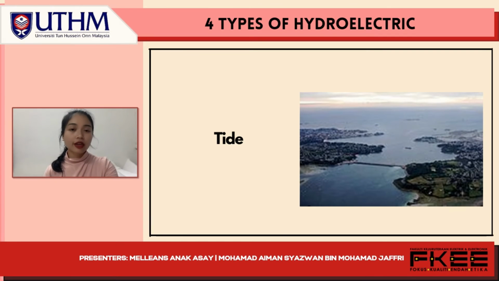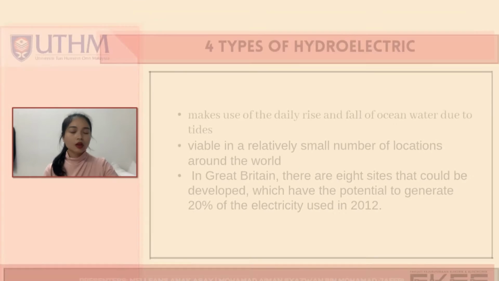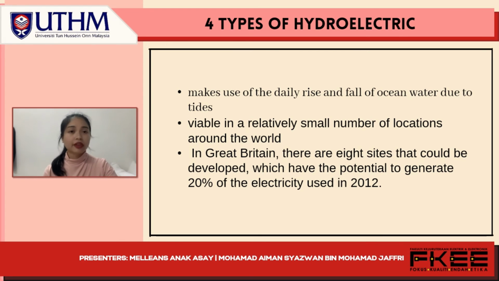The last type of hydroelectric that I will be presenting is tide. This type of hydroelectric makes use of the daily rise and fall of ocean water due to tides. It is viable in a relatively small number of locations around the world. In Great Britain, there are 8 sites that could be developed, which could have the potential to generate 20% of the electricity used in 2012.